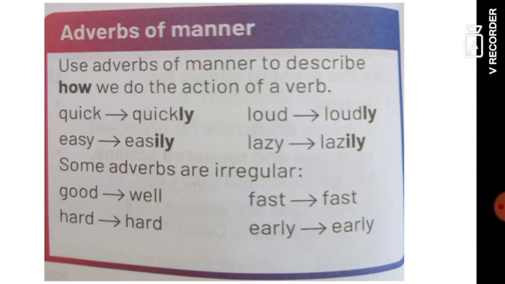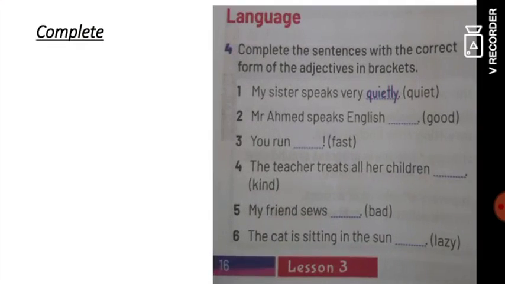For example: good, well, hard, hard, fast, fast, early, early. Okay, now we will answer a question. Complete the sentence with the correct form of the verb, with the correct form of the adjective in brackets.